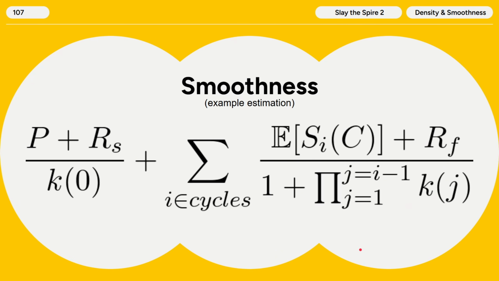And here is a form that I was able to land on. This is just an example of an estimation of a deck's smoothness. There are lots of ways to construct this. I did toy around with a couple of different constructions that I didn't quite like the look of. But what this is, it's a static term here over on the left. P, the number of powers, plus RS, the number of scaling relics that you have, divided by K0, the number of hands it takes to draw through the first cycle of the deck, or turns that it takes to reshuffle the first cycle of the deck.